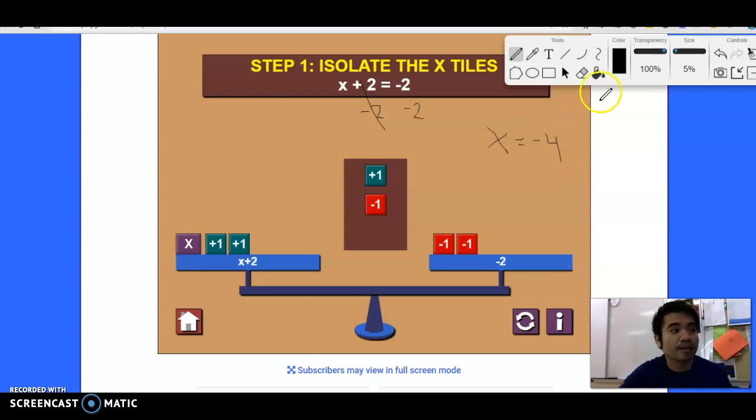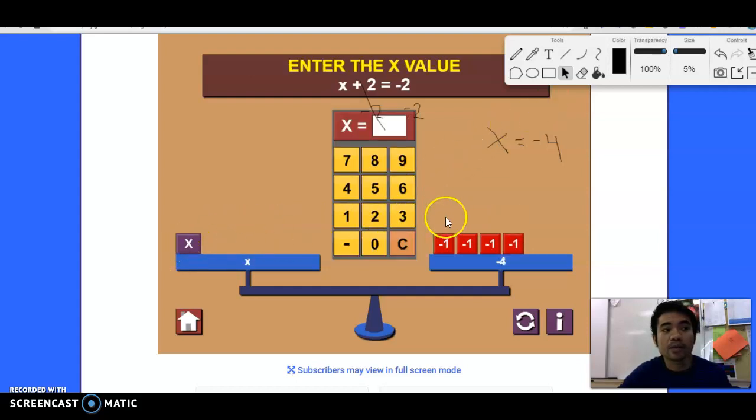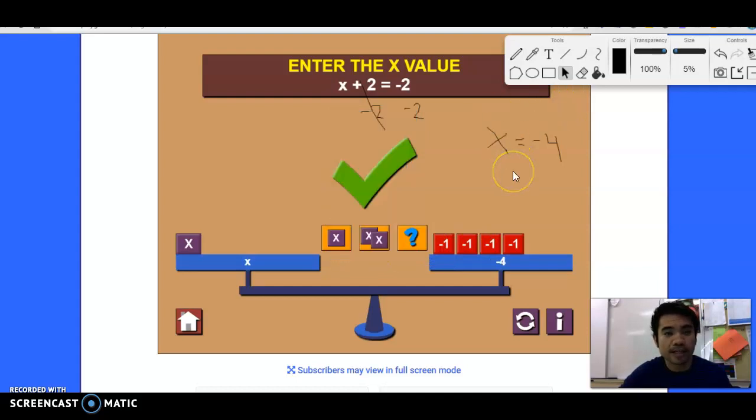Let's see if we're correct. So, the opposite of positive 2 is negative 2. So, negative 1 and negative 2. There you go. So, x equals negative 4. It's very simple. Now, so far, our examples are just addition and subtraction. But what happens if it's multiplication or division? So I'm just going to show it to you right now.